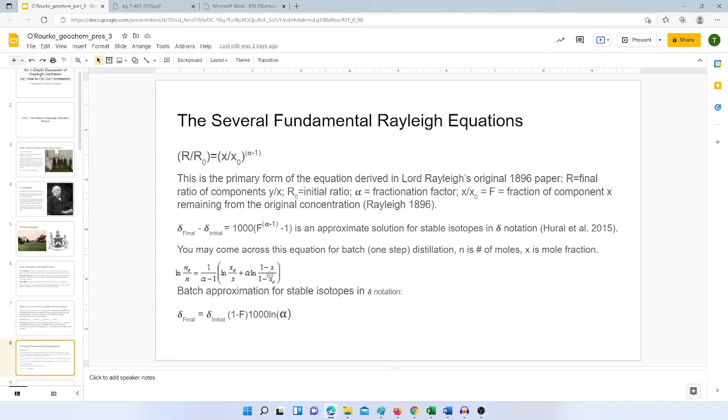Now, this is the original form of the Rayleigh equation, but again, for delta notation, this is an approximate solution. It's not an exact solution. We will show that and talk about it later. Also, this is assuming a continuous removal. If we assume a removal of like all at once, then we would use this approximation and this calculation, which you may see in the literature sometimes.